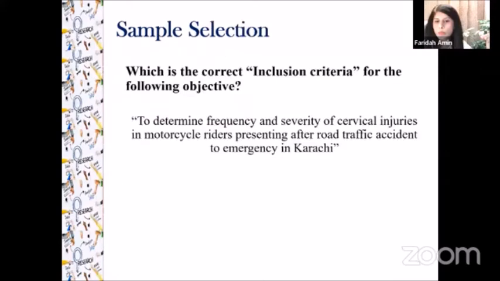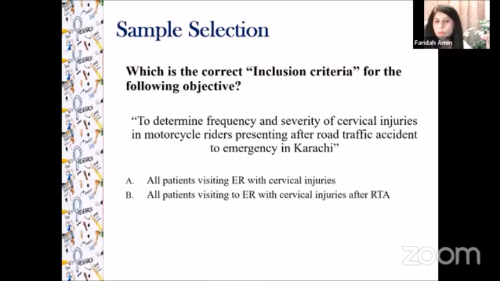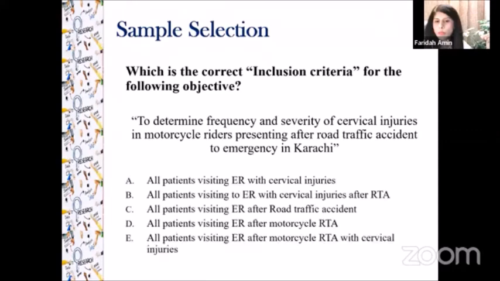And then sample selection. So for example, if you're talking about the inclusion and the exclusion criteria for this specific objective, the same objective we've been discussing, what do you think it should be? Which one of these is the correct inclusion criteria for the specific objective to determine frequency and severity of cervical injuries in motorcycle riders presenting after RTA? So which one is correct?